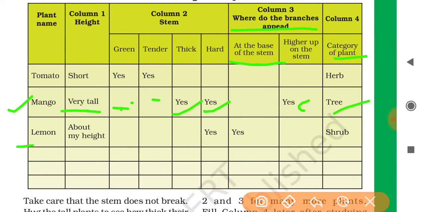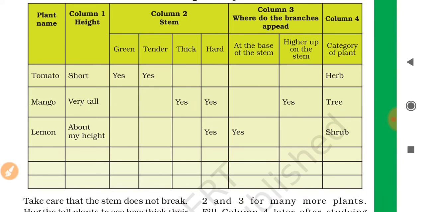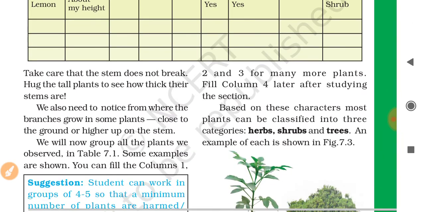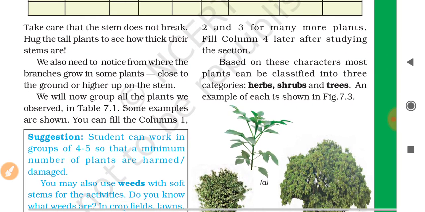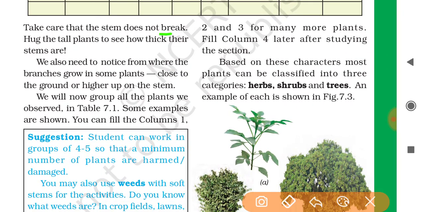Like this, lemon is also given here, so you can easily understand and try to fill this table also. Take care that the stem does not break.